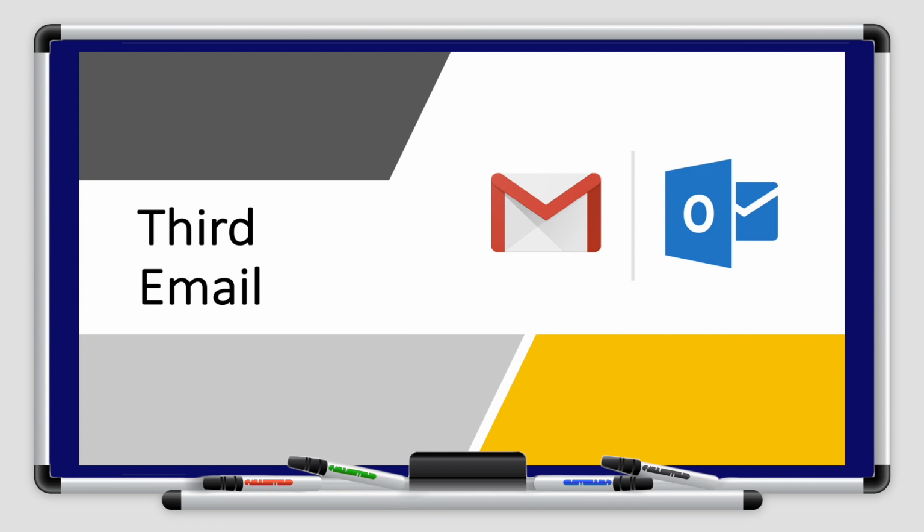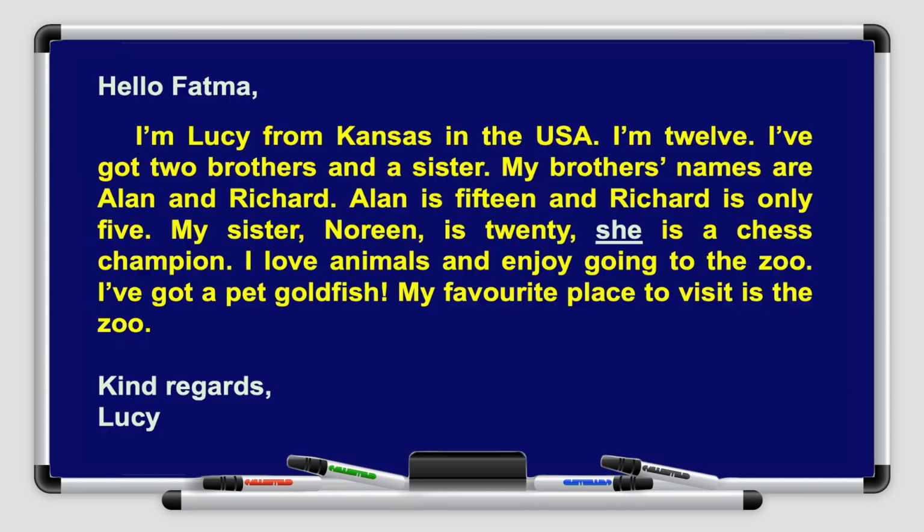Now we are going to go to the last email, the 3rd email here, and that is written by Lucy to Fatma. She says, "Hello Fatma, I'm Lucy from Kansas in the USA. I'm 12. I've got 2 brothers and a sister. My brothers' names are Alan and Richard. Alan is 15 and Richard is only 5. My sister Noreen is 20. She is a chess champion.